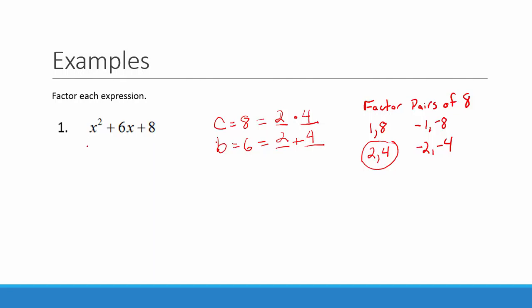So we will write our two parentheses. Our two binomials are going to be x plus 2 and x plus 4. Using the numbers that we have determined solving this number riddle, factor pairs of 8 that add to give us 6 are 2 and 4.